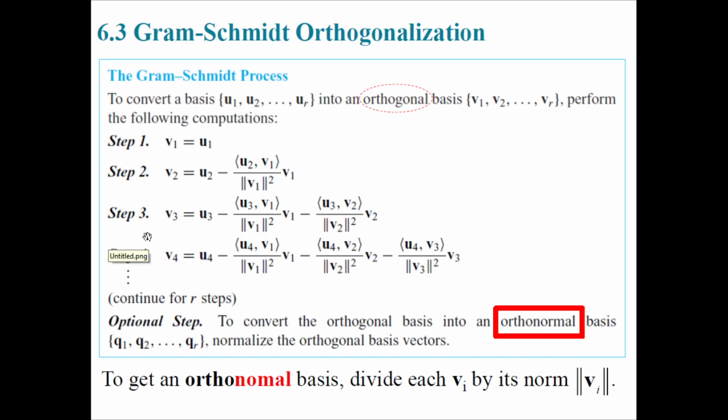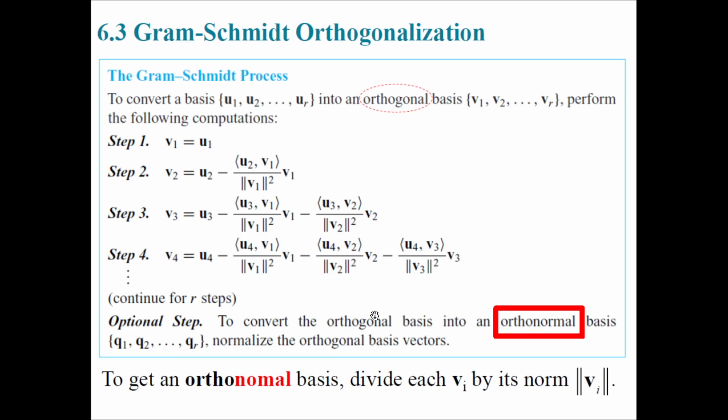And then vectors v1, v2, v3 will be orthogonal. Their dot product will be 0. v4 is u4 minus the projection of u4 on v1 minus the projection of u4 on v2 minus the projection of u4 on v3. And we continue like that. So at the end, we will get an orthogonal basis. So v1, v2, v3, v4, ..., vr will be all orthogonal to each other. So that will be our orthogonal basis.